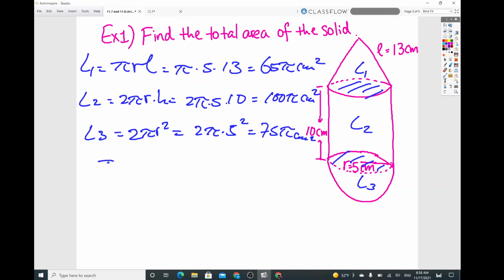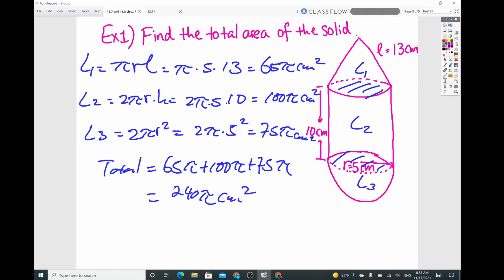And then to get the total area, we just combine them all together: 65 pi plus 100 pi plus 75 pi. 65 plus 75 is what, 140? So 240 pi, and it's square centimeters as the final unit.